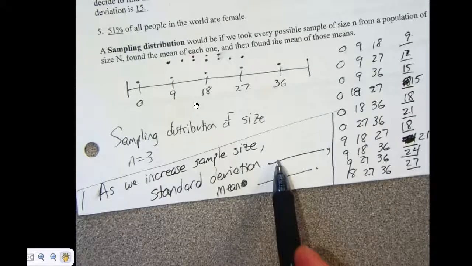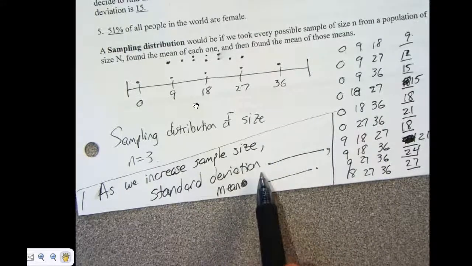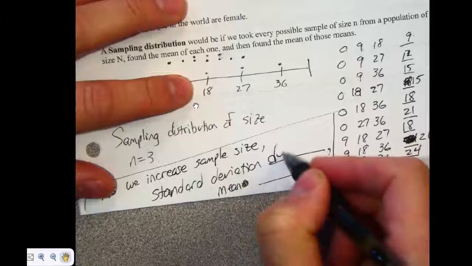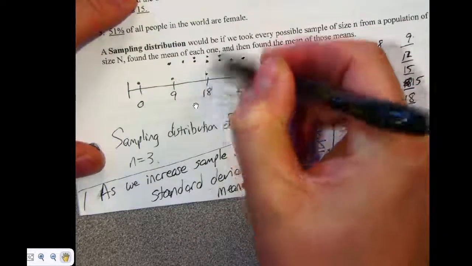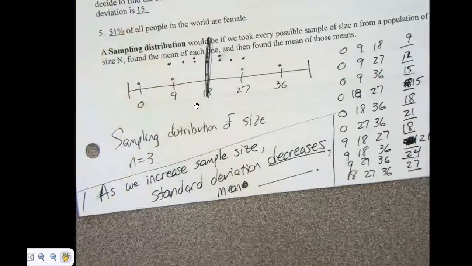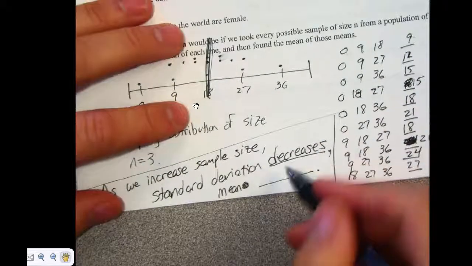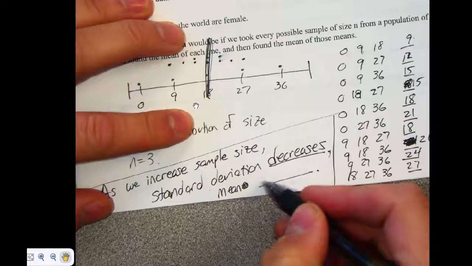So what does the standard deviation do? As I increase sample size, standard deviation shrinks or decreases. What about the mean? The mean of both of those would be 18. Right in the middle of the dots on the bottom is 18. Right in the middle of the dots on the top is 18. So the mean stays the same.